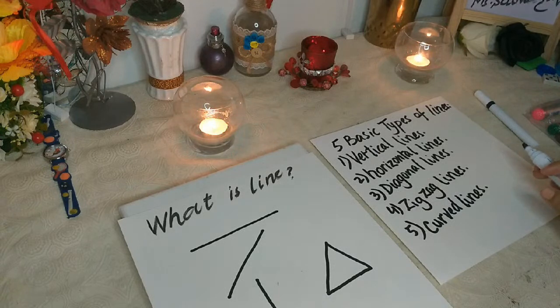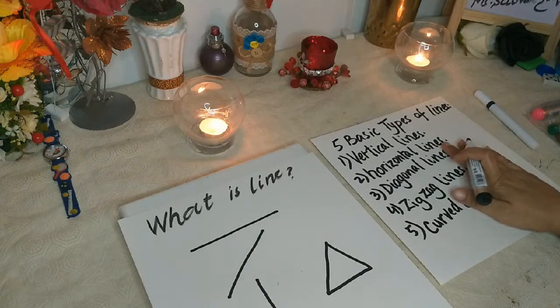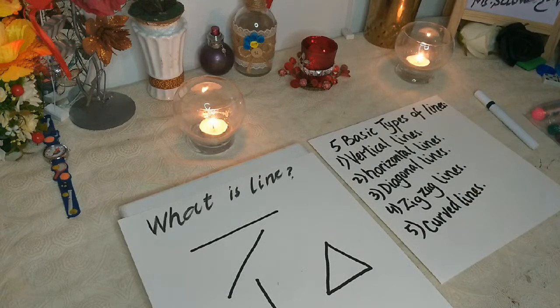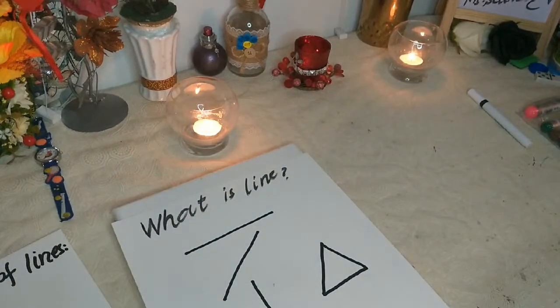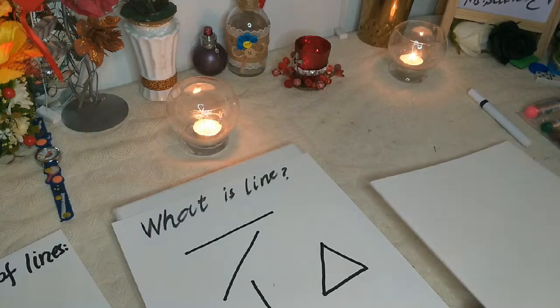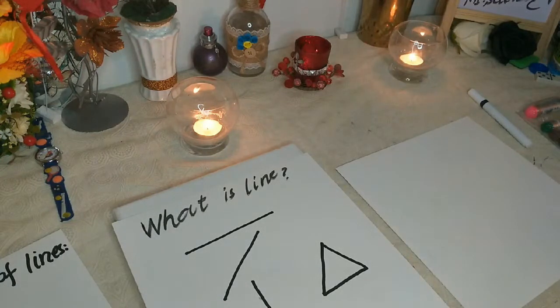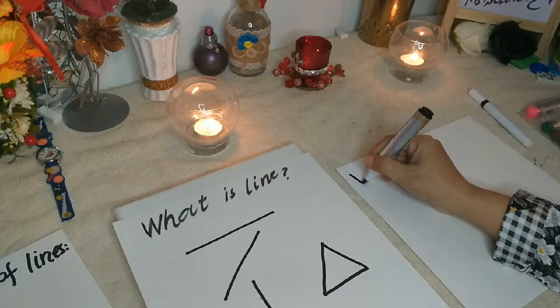The other types of lines are simply variations of these 5 main types of lines. Okay, so we are going to further study these types of lines and their meanings. So we are going to first study about vertical lines.